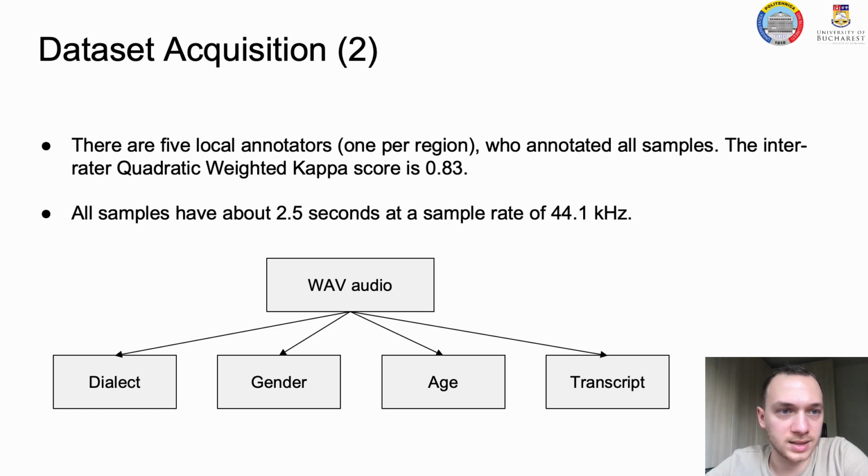Regarding the data samples, all of them are about 2.5 seconds long and were acquired at a sampling rate of 44.1 kHz. Summing up, a WAV audio file has the dialect class, gender class, age class, and also a transcript.